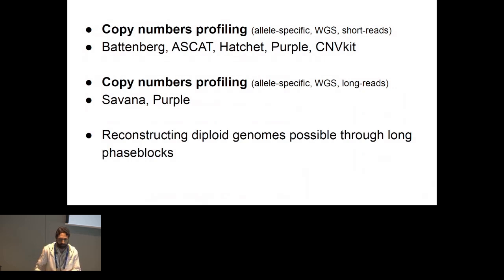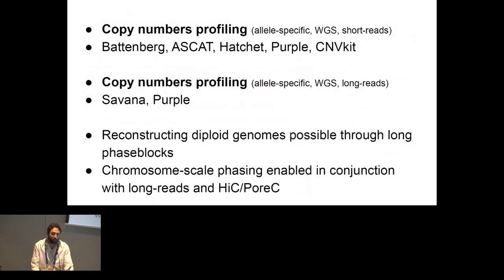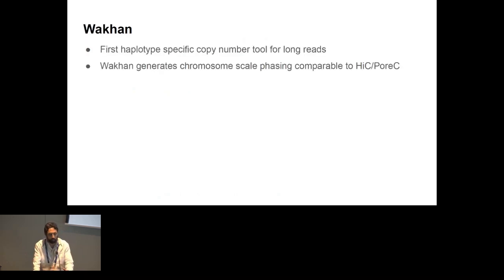Reconstructing a diploid genome is possible through long phase blocks because of long-read sequencing data. And it is also now possible to have chromosome-scale phasing in conjunction with long-read and Hi-C data. But particularly for Savannah, they have developed this long-read based method, but they are not exploiting the benefits of long-read long phase blocks. Vahan is the first haplotype-specific copy number tool for long reads. Vahan generates chromosome-scale phasing, which is comparable to Hi-C and 4C datasets.